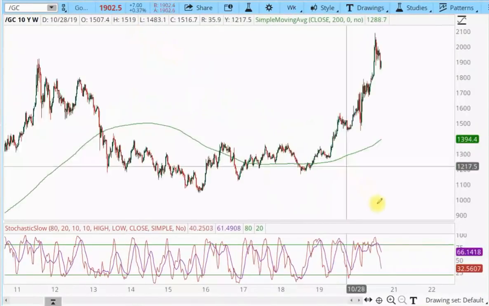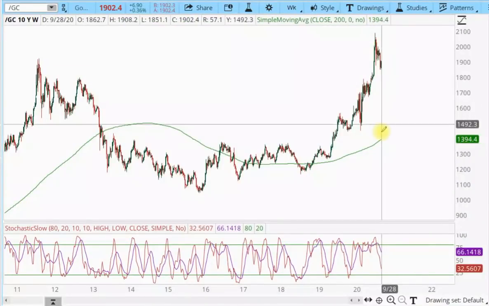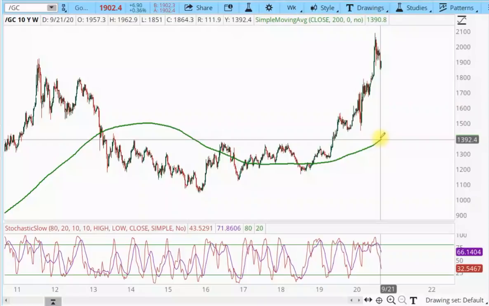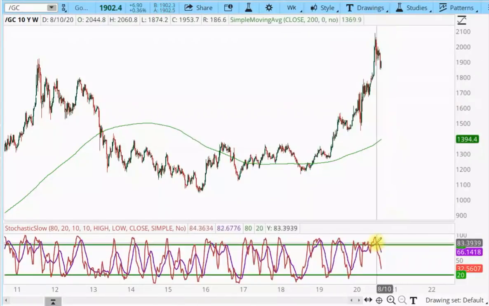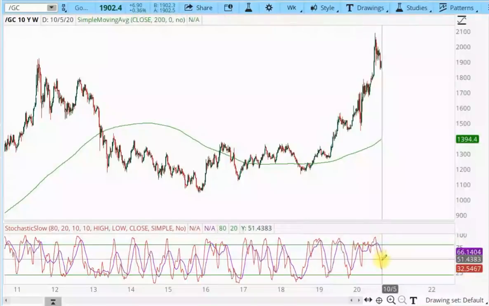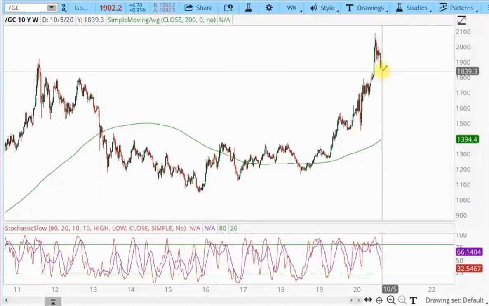And then finally on gold, kind of the same thing, just really, really stretched above this long-term moving average. I don't think gold is ready to start a bubble phase yet. And you can see the stochastics here have turned down. They're moving down. It's moving into an intermediate cycle low. Not convinced that it's done just yet.